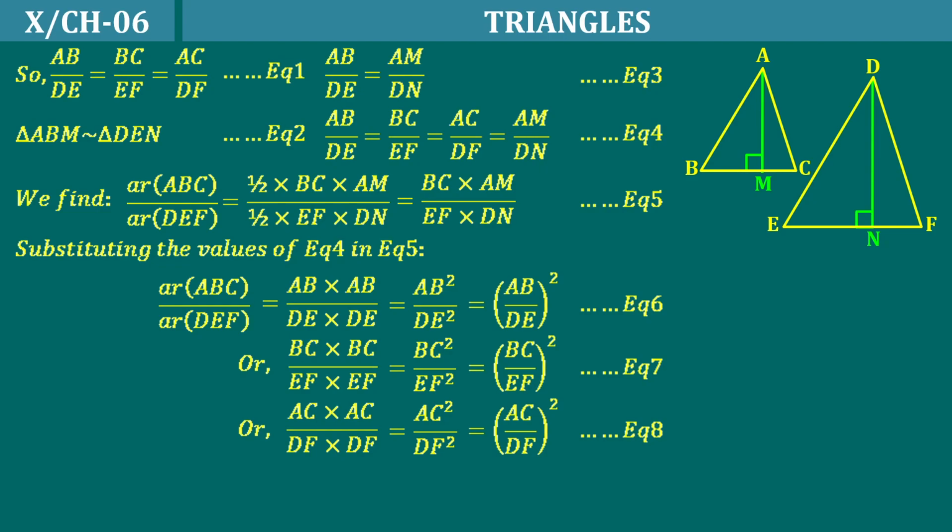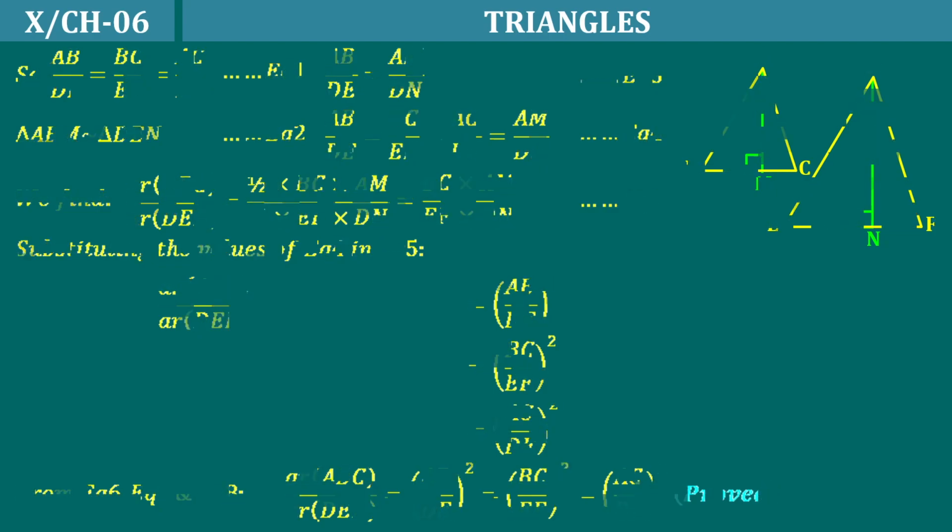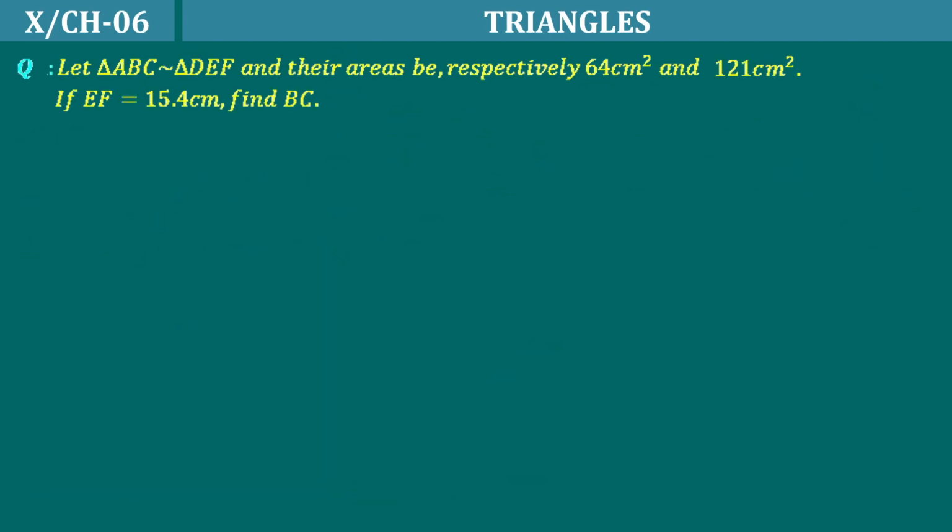And this is nothing but the thing we were required to prove, right? Now on this basis, let us take an example. And the example reads: let ABC be similar to DEF and their areas be respectively 64 and 121 centimeter square.